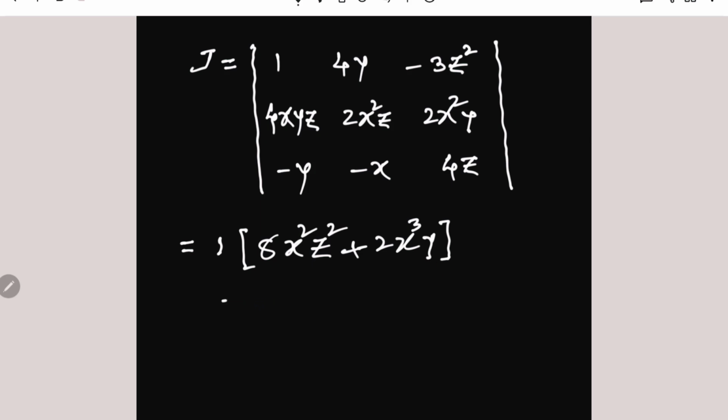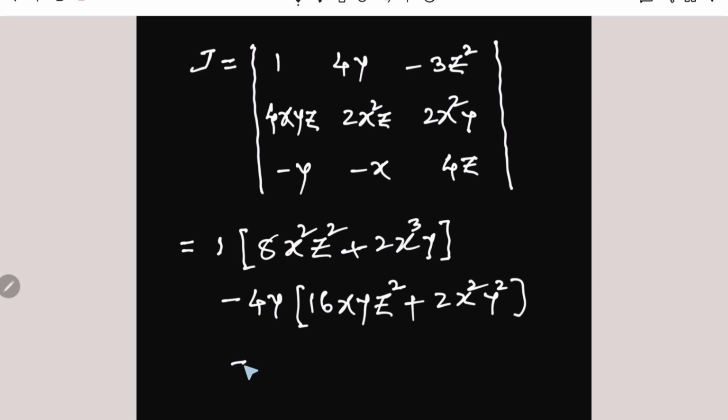Then the second term with minus sign, minus 4y. Neglecting the first row, second column, the determinant of the remaining 4 elements. Therefore, product of these two, it is 4 into 4, 16 x, y, z square, and minus, and this minus becomes plus 2x square y square.